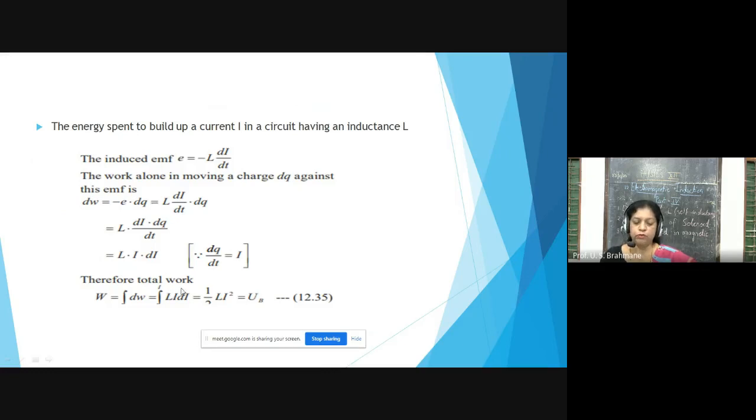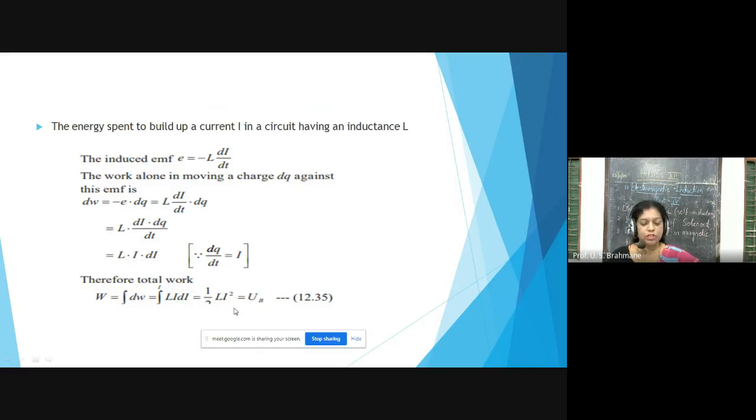Therefore, the total work W is equal to the integration. When you find out the total work done, you are going to integrate this from 0 to I, L I di. What are the constant terms? L is a constant term, take it outside. So x dx means x square upon 2, the integration. So it is half L I square.